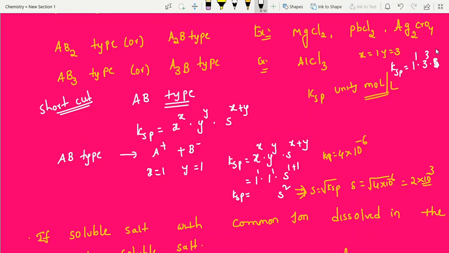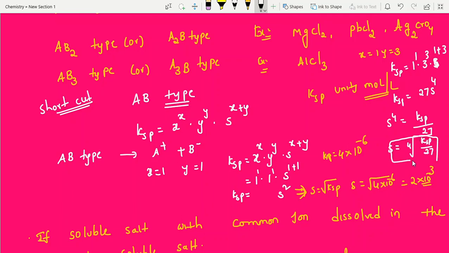S to the power 1 plus 3, right? Then KSP equal to 27 S to the power 4. Then S to the power 4 equal to KSP by 27. Then S equal to the 4th root of KSP by 27. This is your final expression.